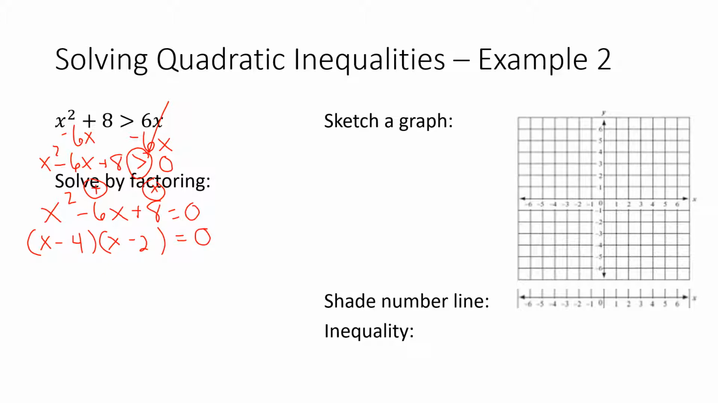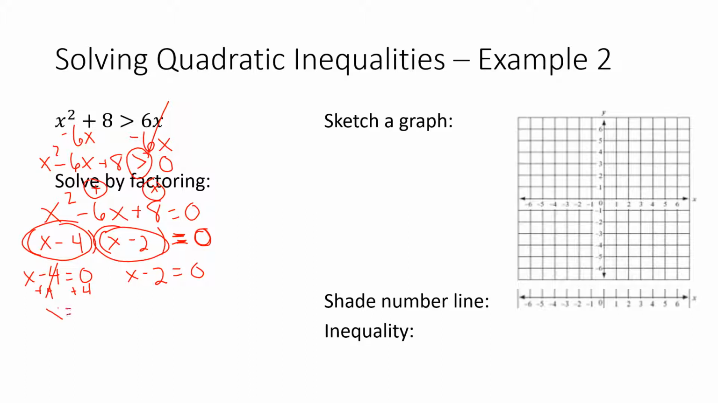Now, if x minus 4 times x minus 2 is equal to 0, that means one of those factors has to be equal to 0. So x minus 4 equals 0, or x minus 2 is equal to 0. And we're just going to take both of those equations and solve for x. So the equation on the left, we would just add 4 to both sides.